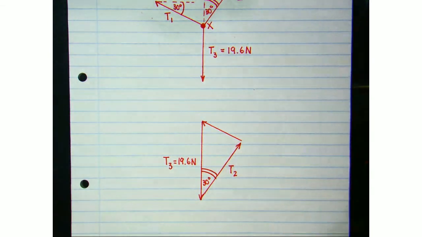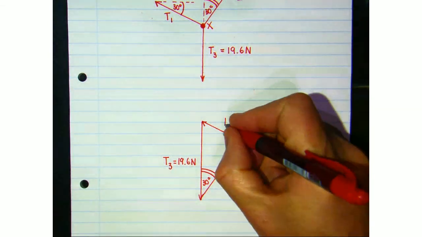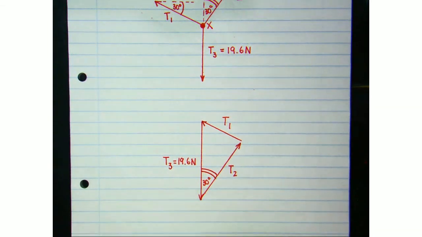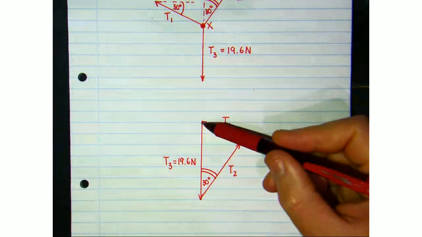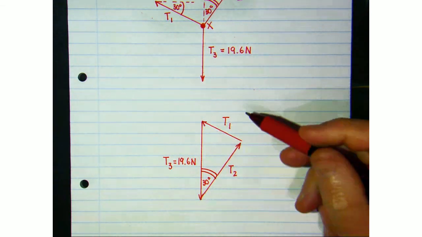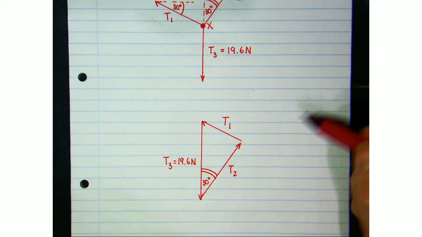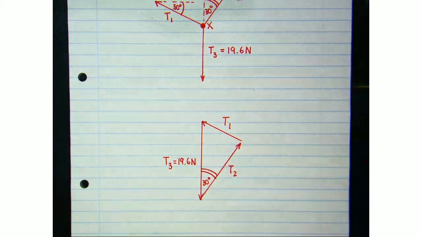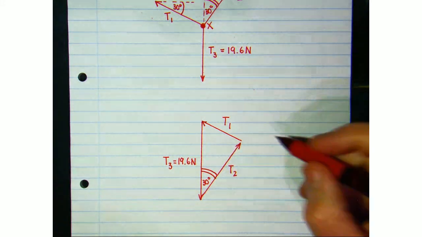T1. This diagram is not to scale. I'm simply drawing, I'm trying to keep the directions constant, and I'm just labeling what I have in terms of angles and magnitudes. Let's consider a different order.